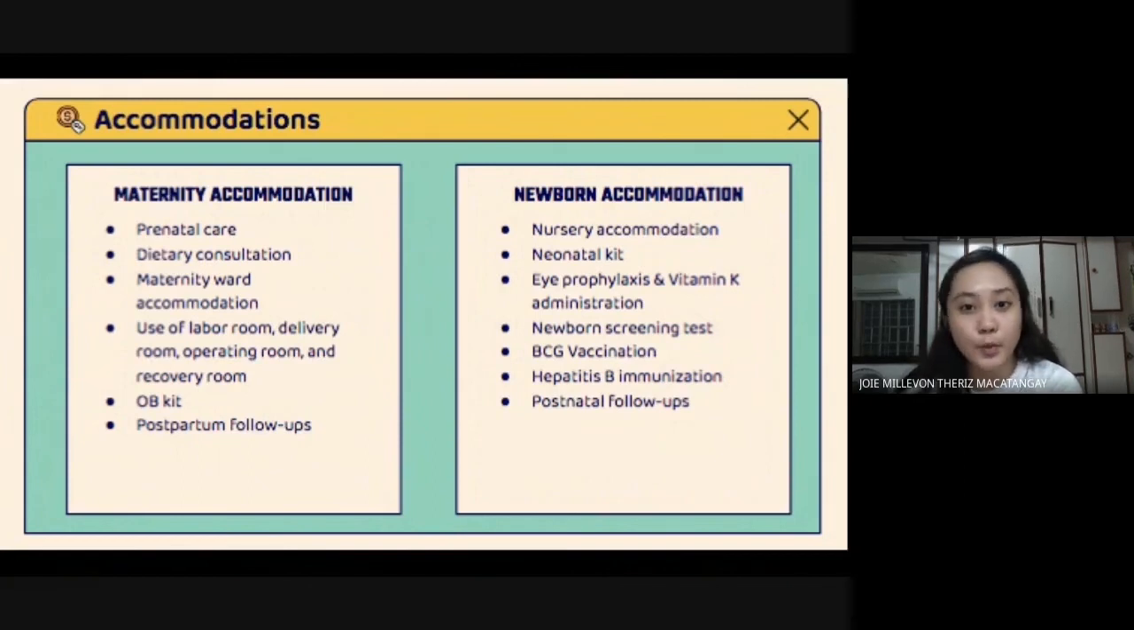Meron din po newborn screening test. So, dito po sa newborn screening test, meron pong early detection, diagnosis, and initiation of treatment, along with appropriate long-term care, which helps to ensure normal growth and development of the newborn. Tinuturukan din po ng BCG vaccination, which is a prophylactic vaccine against tuberculosis. And along with this is hepatitis B immunization and postnatal follow-ups.